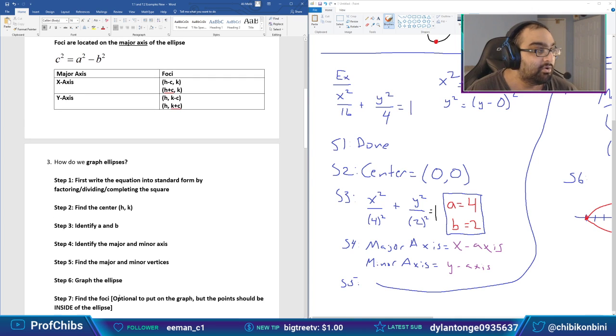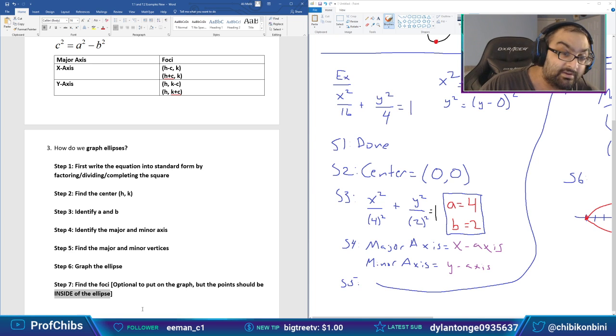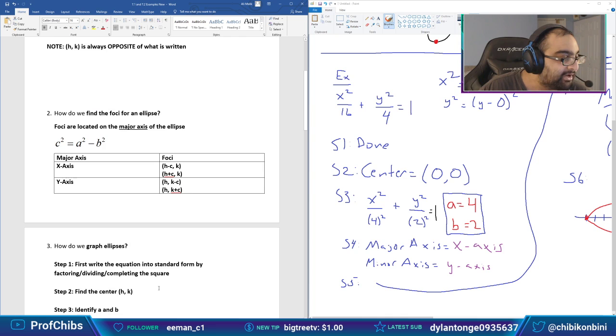And one other thing before we get to the formula here, for just an example here, the foci are always on the inside of the ellipse. Okay, so the foci are never on the outside, but on the inside of the ellipse. Okay, so if you get points that are outside of the ellipse, you know you went wrong somewhere with your calculations. All right, so the real question is, how do we find this foci?